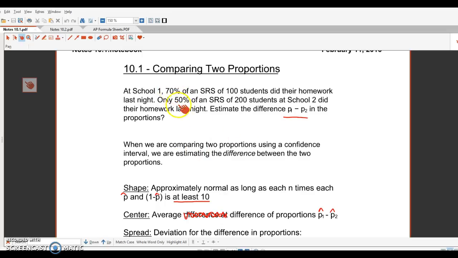So we can tell that just between these two samples I have a 20% difference. But what would it be if I had access to the population's worth of data? How big of a difference between the two schools would there be?